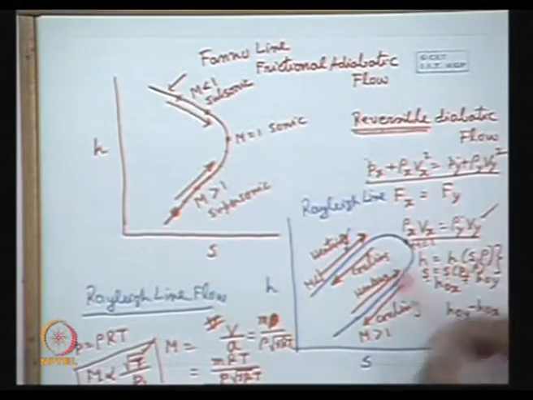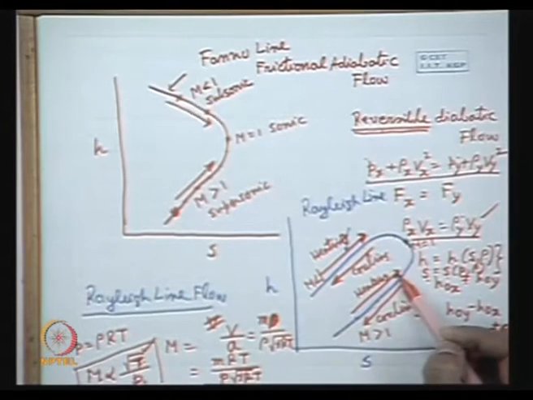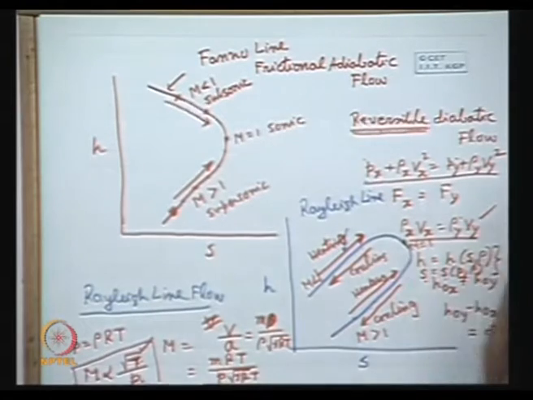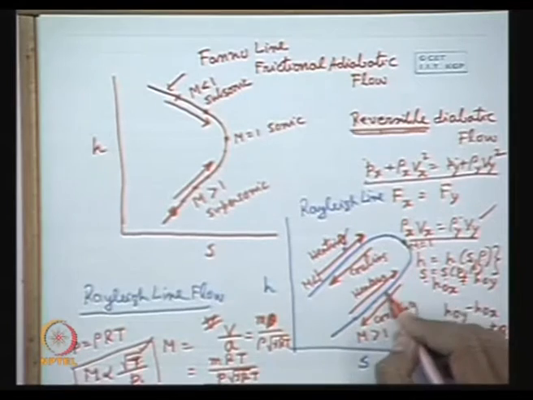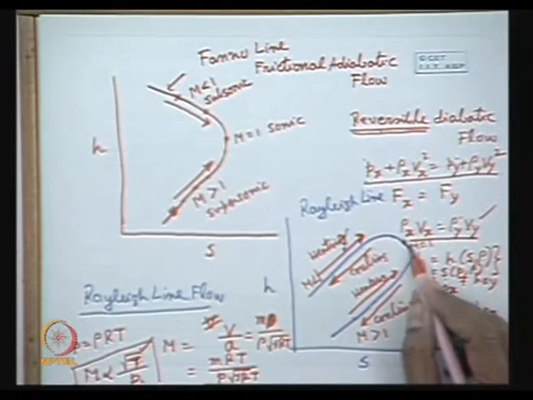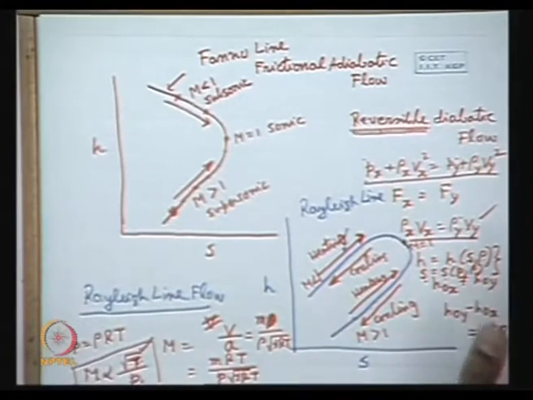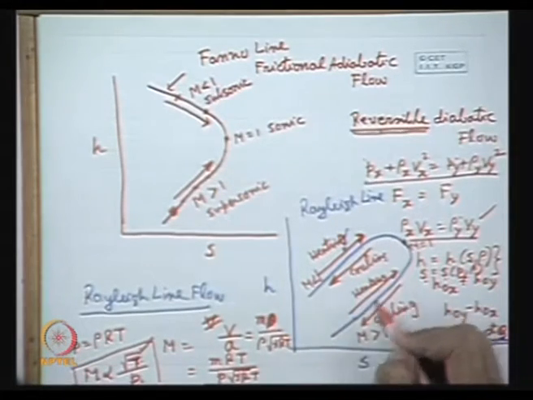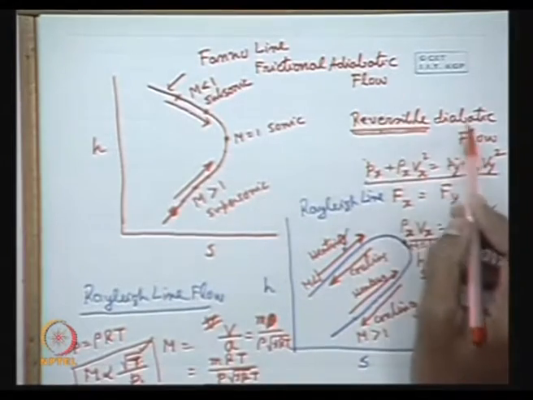And this particular calculation helps us in drawing this curve, or this figure, where we can be conclusive that the effect of heating in supersonic flow is to increase the Mach number towards the sonic, and similarly the effect of cooling is to decrease the Mach number, that is, to increase the Mach number towards more supersonic region. Now the question is that this Rayleigh line graph, or figure, refers to the flow which is reversible diabatic flow.